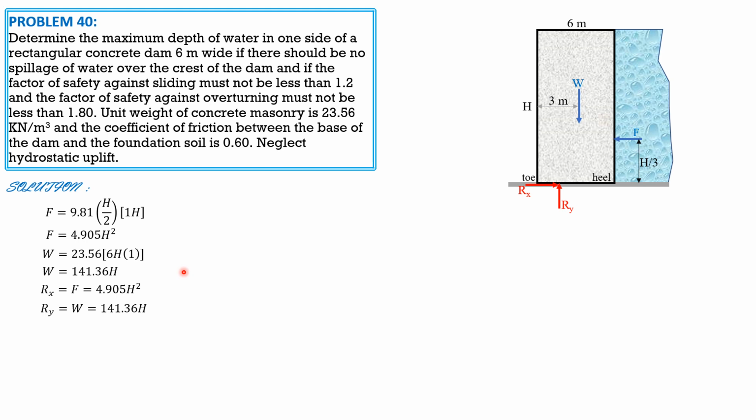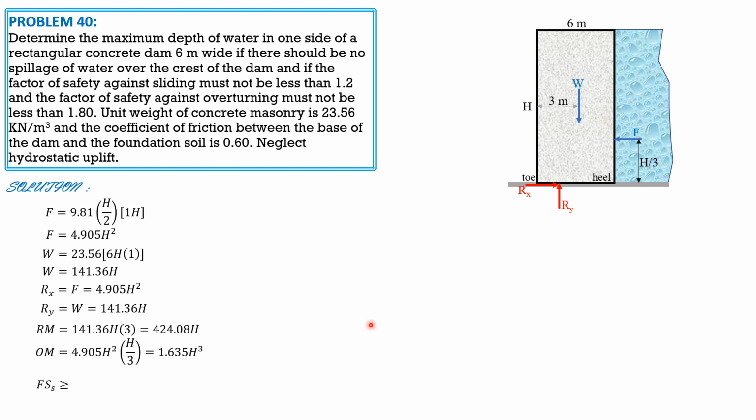Then factor of safety against sliding must be greater than or equal to 1.2, and the righting moment is due to the weight times 3, so 141.36 h times 3, 424.08 h. Overturning moment on the other hand is F times h over 3, so 4.905 h squared times h over 3 is 1.635 h cubed.